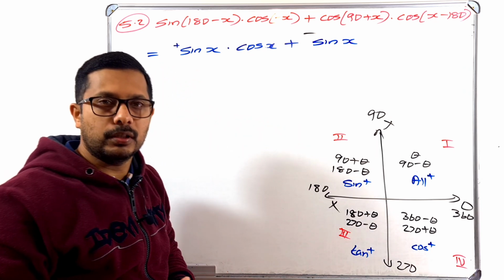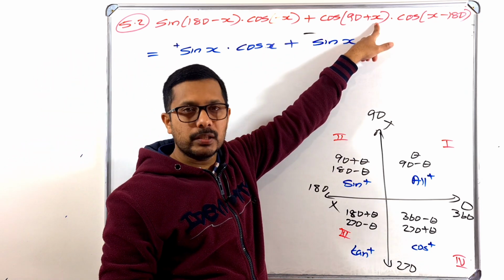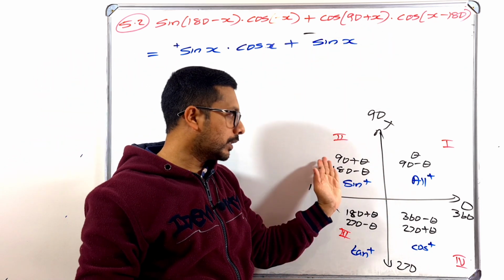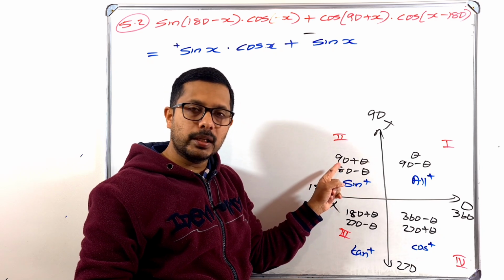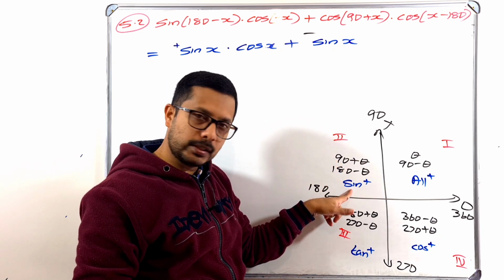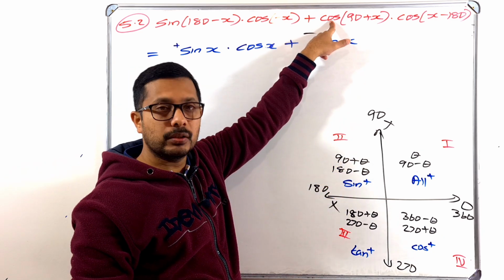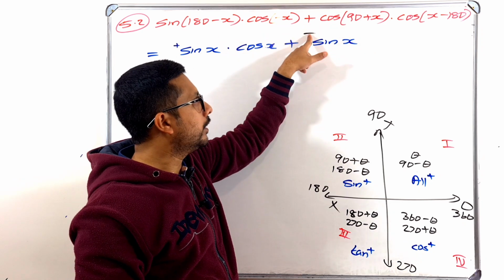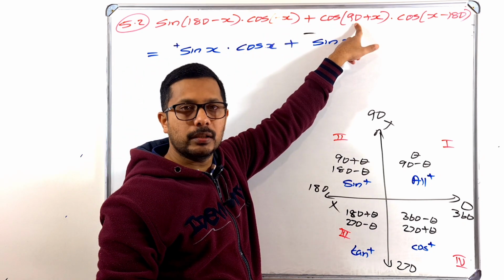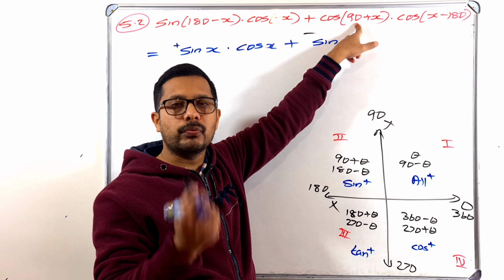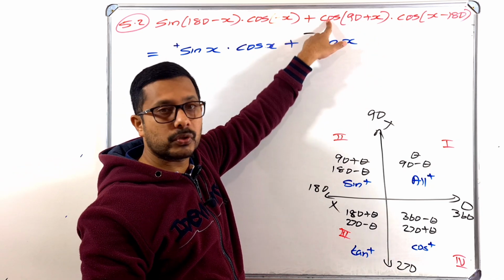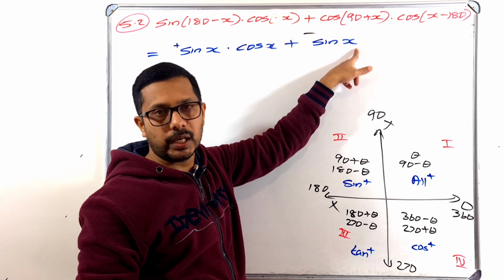Listen once more. 90 plus x is in which quadrant? Second quadrant. In the second quadrant, what is positive? Sine is positive. Here we have cos, so it is negative. Based on 90, yes, there is a change to its cofunction. What is the cofunction of cos? It is sine. So it is minus sine x.